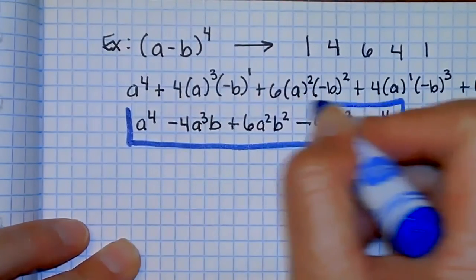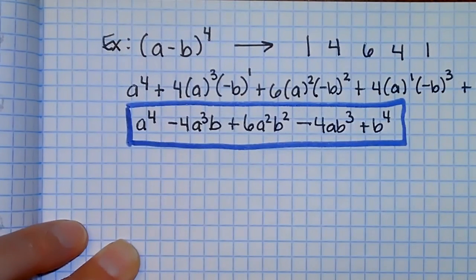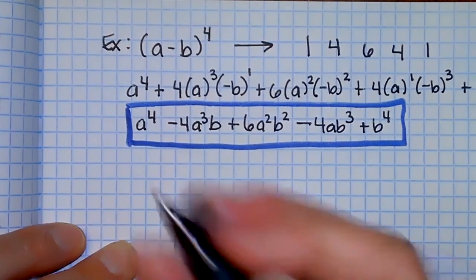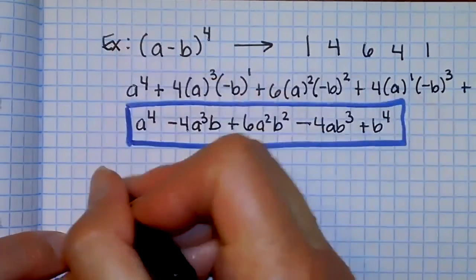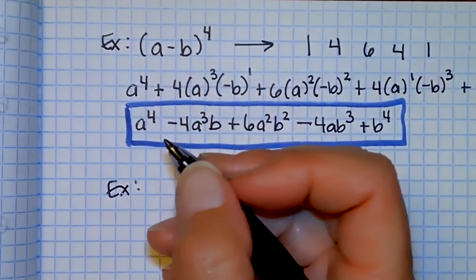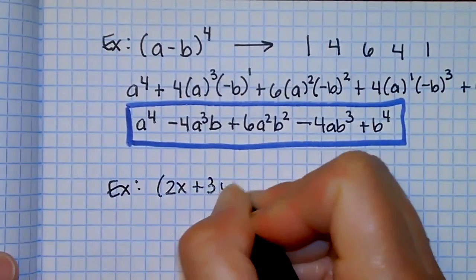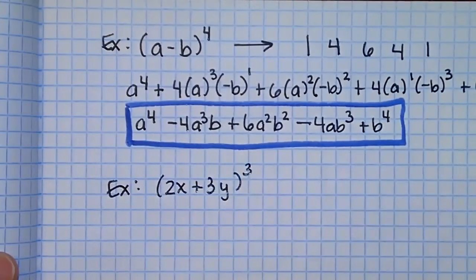So now let's try one where we have maybe not just a plain A or B, maybe we have a coefficient in front of those. So I'm going to switch up the letters too. So let's say we have the following. Let's say we have 2x plus 3y to the third.